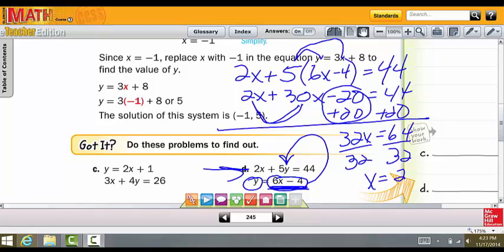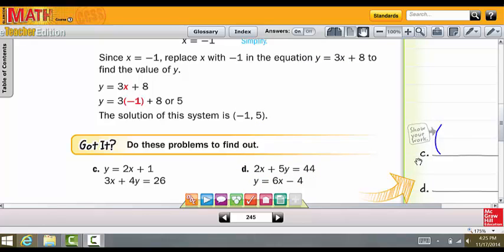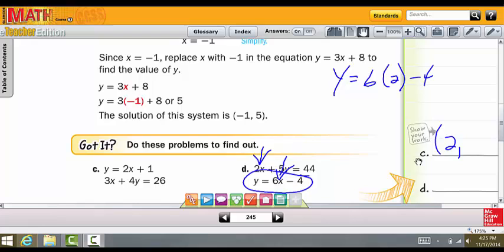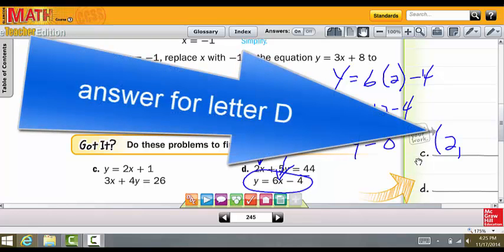So again, remember, x equals 2, so we have our first coordinate of 2. Since x equals 2, we can either put it in this equation and solve for y, or we can put it into this one. And obviously, it makes much more sense to use this equation, so we're going to have y equals 6 times our x value of 2 minus 4. So we have y equals 12 minus 4. We have y equals 8. So we have a solution of 2, 8.